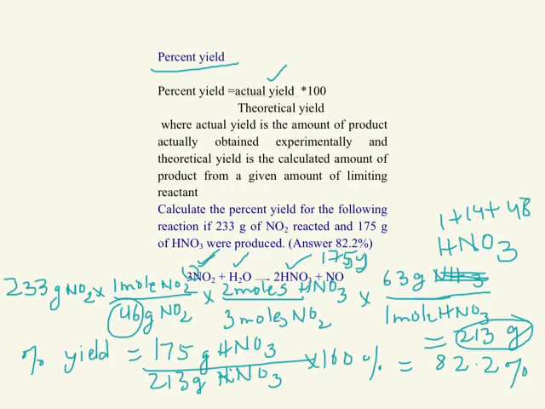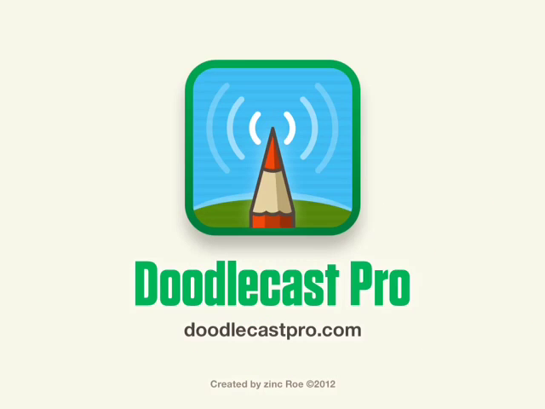But what is the percent yield? So percent yield is the actual yield, which was 175, divided by 213, which is the theoretical yield, times 100 to change it into a percentage. So the percent yield is 82.2%.